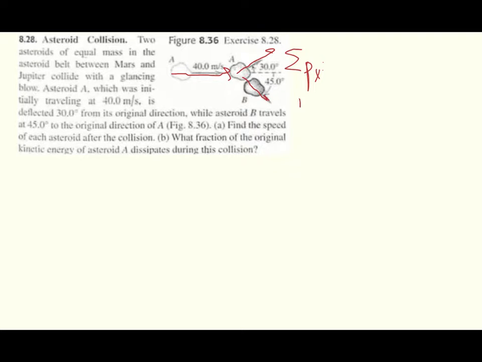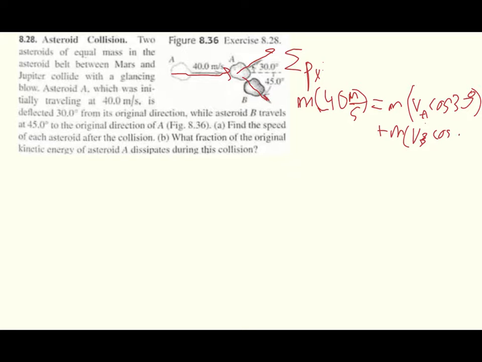It has m times 40 meters per second, and that's going to equal m times VA, whatever that is, times the cosine of 30 degrees, plus the mass of the other, remember they're all the same mass, times VB, which I don't know either, times the cosine of 45 degrees.